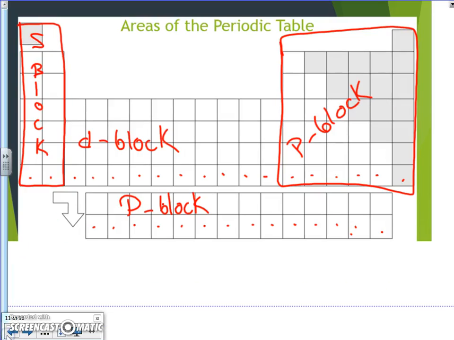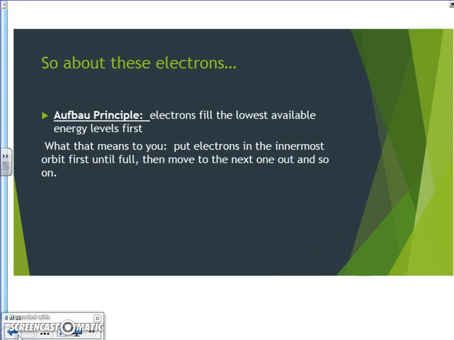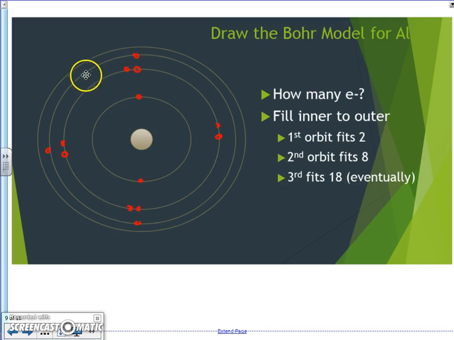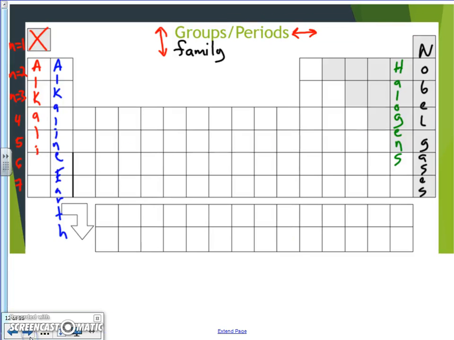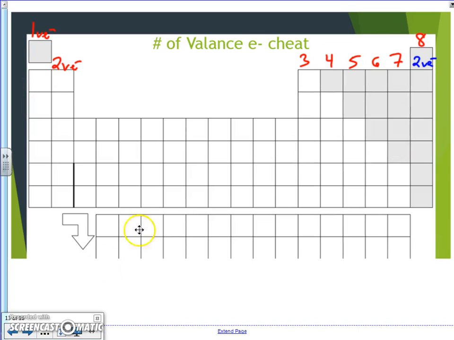So if we go back and look at our aluminum, notice 3 electrons out here in the third ring. Those are the 3 valence electrons for aluminum. If we go and look, aluminum is right here on our periodic table. It's in that 3 column. We could have predicted that before.